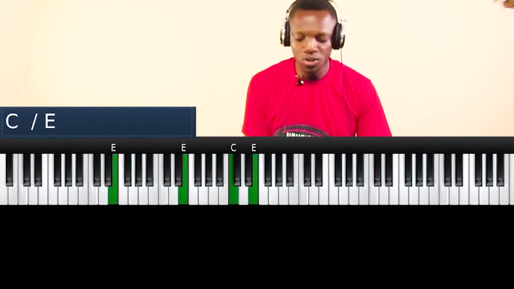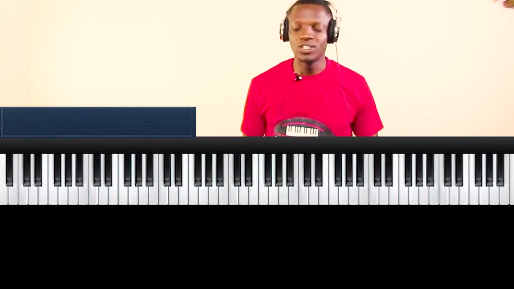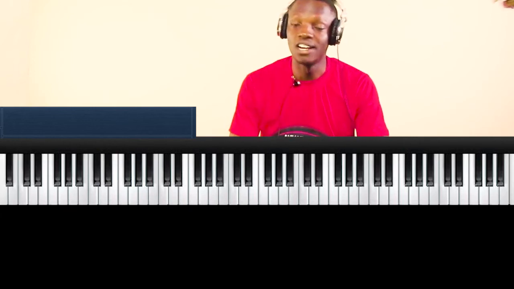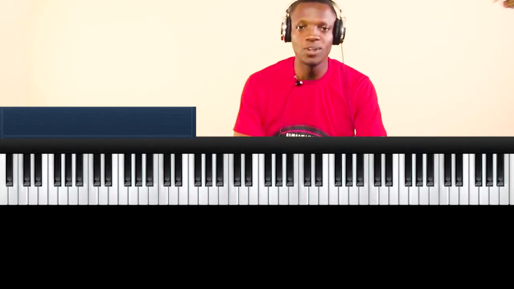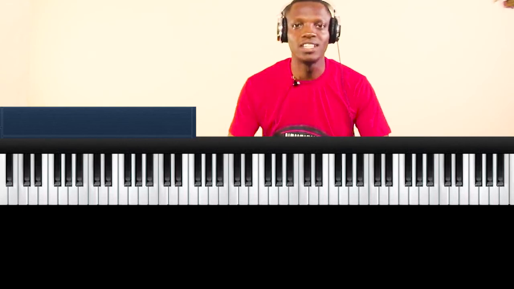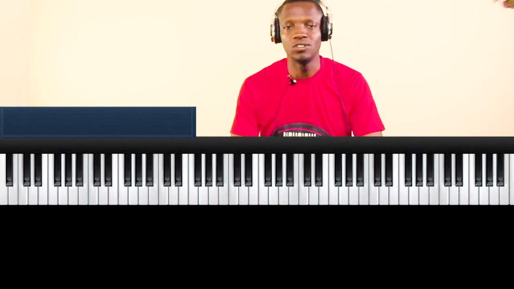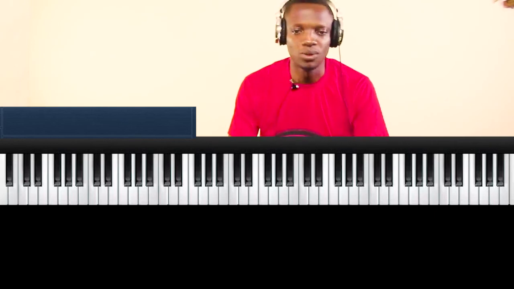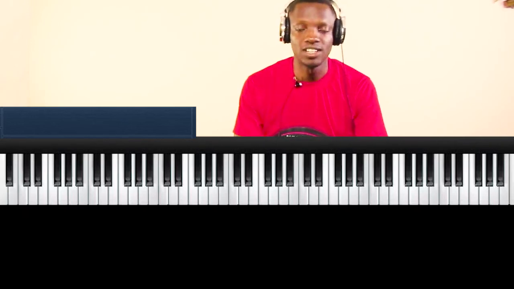You are the glorious. So those are the few ways you can use your diminished seventh chords. Like I said, there are several ways you can use this, but these are just simple ways you can start using it. And it's good that you apply this in all the 12 keys. Practice them in all the 12 keys so that it enhances your flexibility.